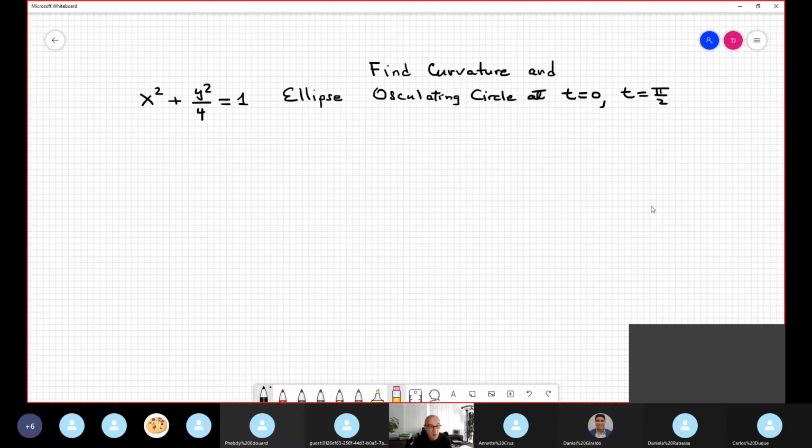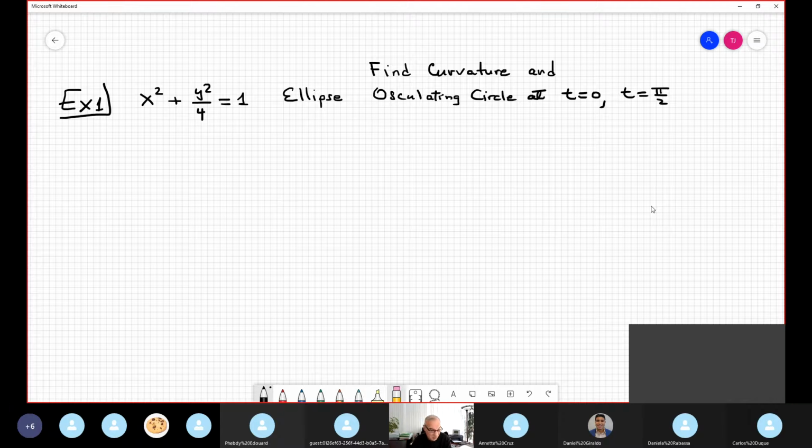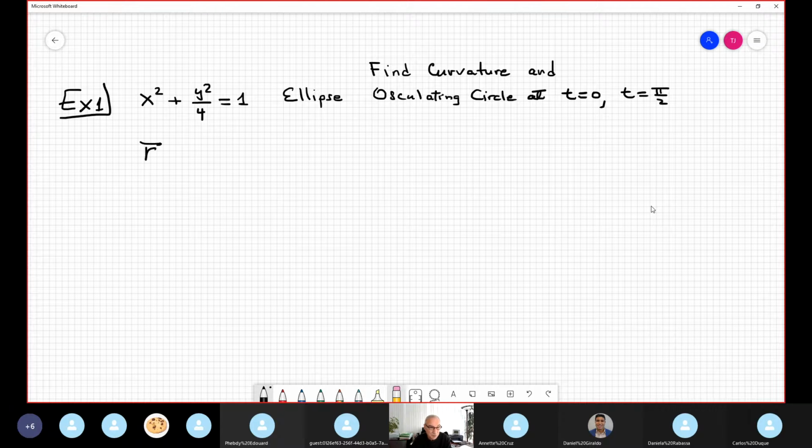This is example 1, the ellipse. So I'm doing the parameterization for the ellipse. The parameterization is the position vector at any time. Suppose, there are many ways, guys: sine t, comma, 2 cosine t. You could suppose cosine first and sine second. The only thing that changes is the orientation of the curve. But it's okay. If you divide by 2 and add sine squared plus cosine squared equals 1, you get the equation for this.